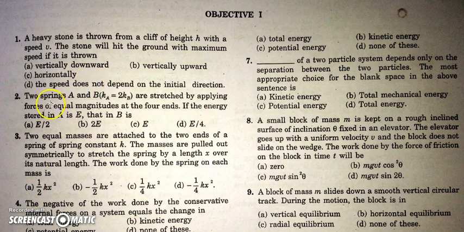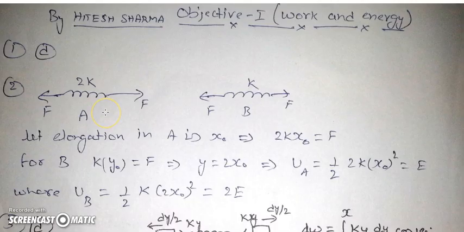In the next question, there are two springs A and B which are stressed by applying the same magnitude of force on their ends. If the energy stored in A is E, then find the energy stored in B. Obviously, the spring constant of B is less than the spring constant of A. So the stretch in spring B will be more than in spring A.